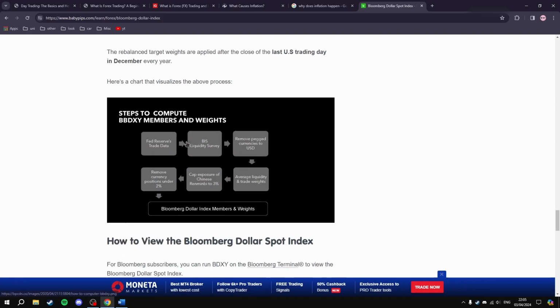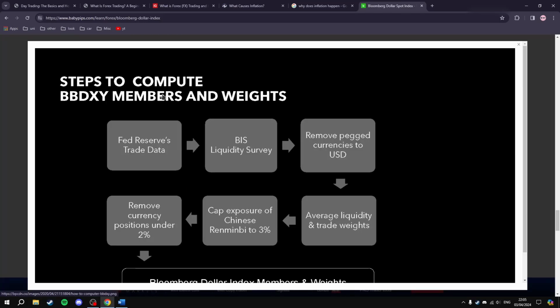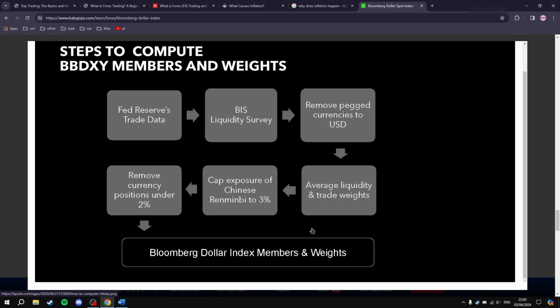Here's a chart that visualizes the above process. Steps to compute BBDXY members and weights. Federal Reserve's trade data, BIS liquidity survey, remove pegged currencies to USD. Average liquidity and trade weights, cap exposure of Chinese RMB to 3%, remove currency positions under 2%.